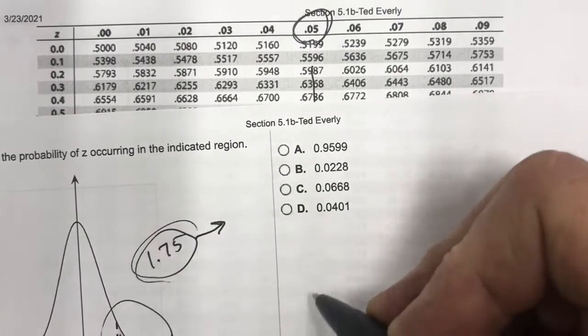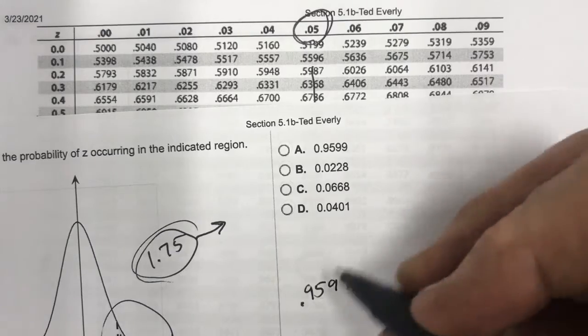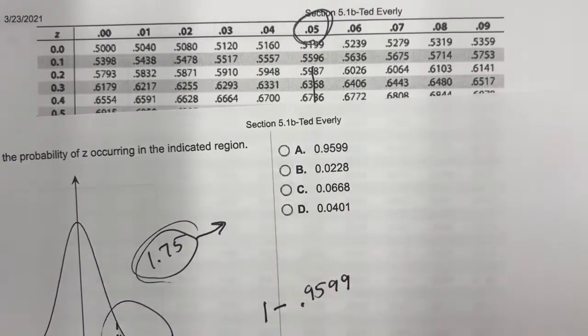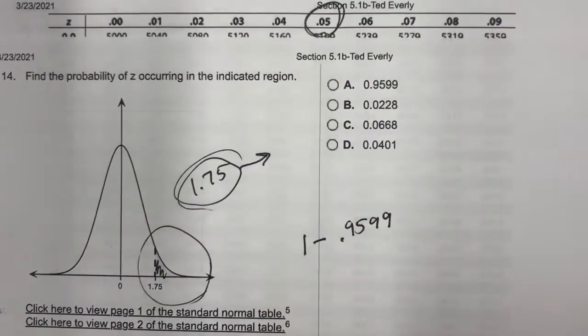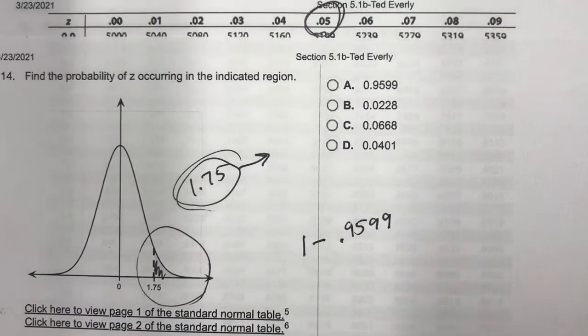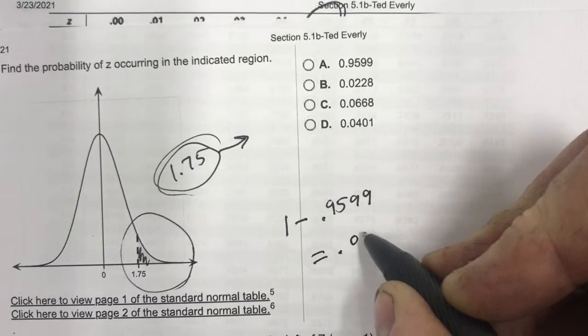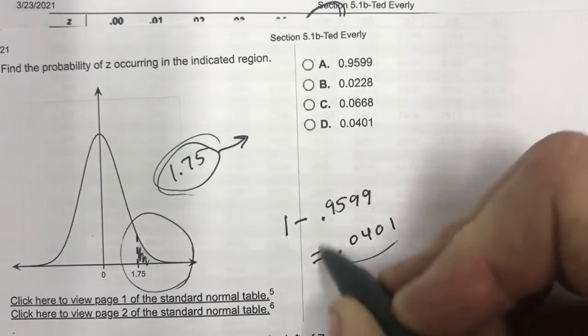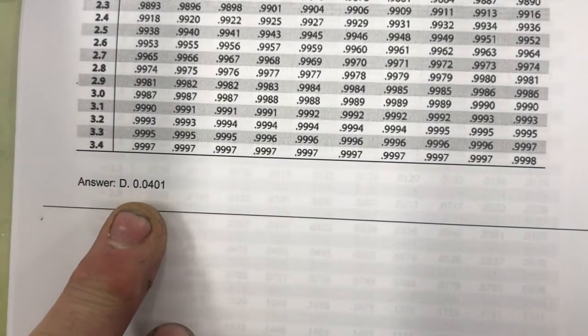All right, so I got 0.9599. I have to do 1 minus that because I don't want the left, I want the right. The table goes to the left. So I do 1 minus that, which is going to be 0.0401. And there you go, we got it.